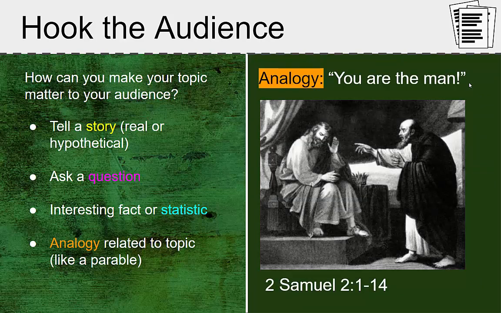You could also use an analogy. One classic analogy would be from the Bible in 2 Samuel 12. This is where the prophet Nathan approaches King David about the sin of adultery and murder that he did. If you remember, Nathan gives the story about the rich man who steals the one sheep from the poor man. And it gets David so interested but also so angry. And then Nathan makes his point. You are that man. You're that rich man, David.